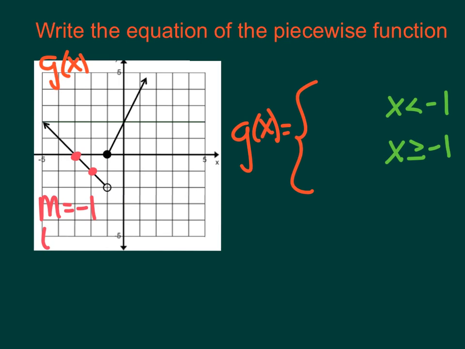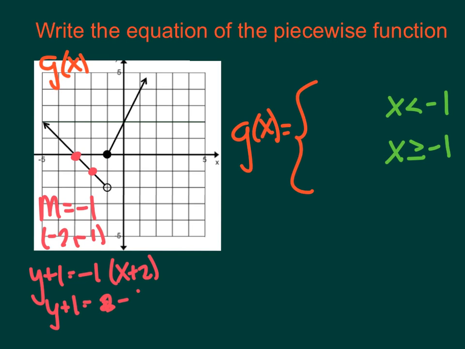I know a point on the graph is negative 2, negative 1. So I can say y plus 1 equals negative 1 times x plus 2. So y plus 1 equals negative x minus 2. Subtract that 1 over, and I get negative x minus 3. So negative x minus 3 when x values are less than negative 1.